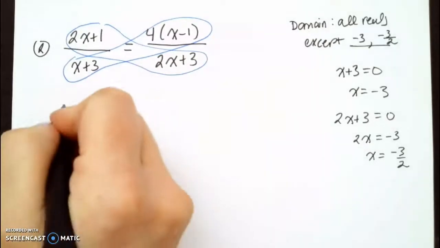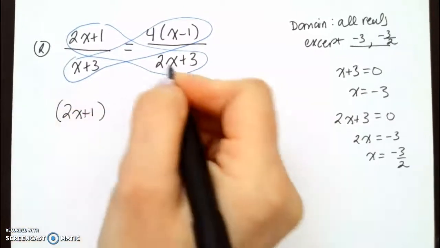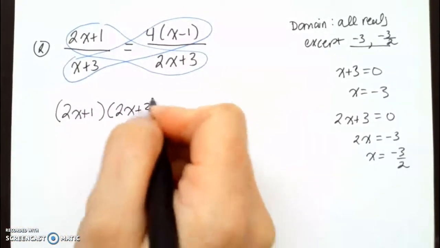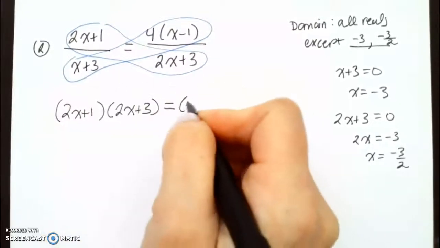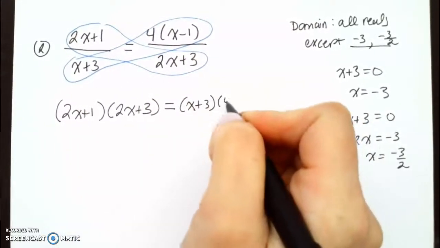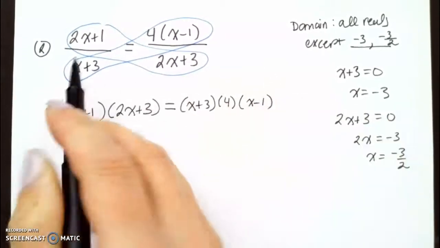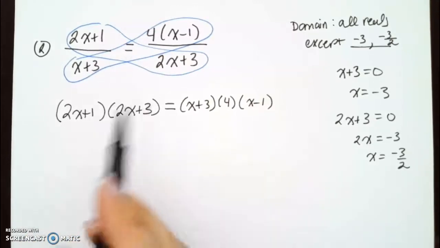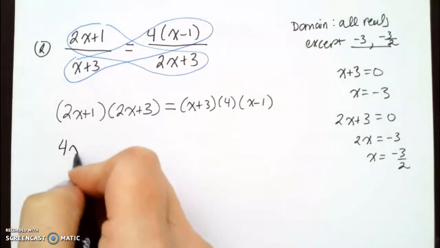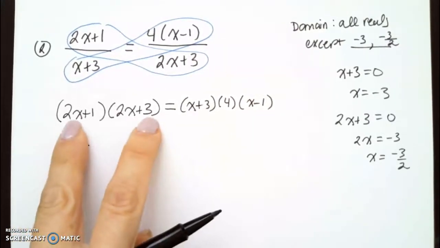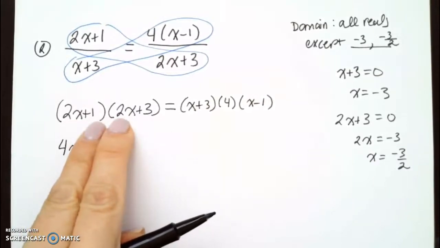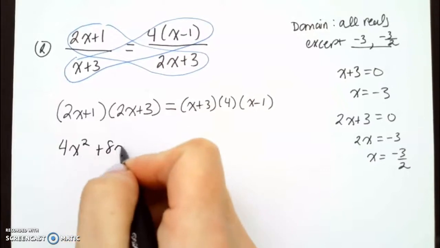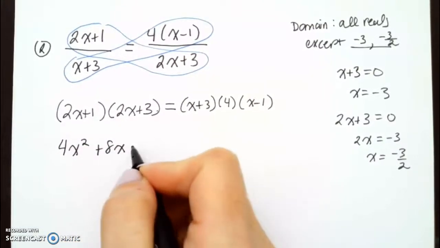All right, so writing that out first, I have 2x plus 1. That binomial needs to multiply the binomial 2x plus 3, and I'm setting that equal to the product of x plus 3 times 4 times x minus 1. I need to have parentheses around those binomials because I'll have to use the product of polynomials to actually do that multiplication. All right, so multiplying the left-hand side, 2x times 2x is 4x squared. The outside gives me 6x. The inside is 2x, so that's 8x. And the last 1 times 3 is 3.